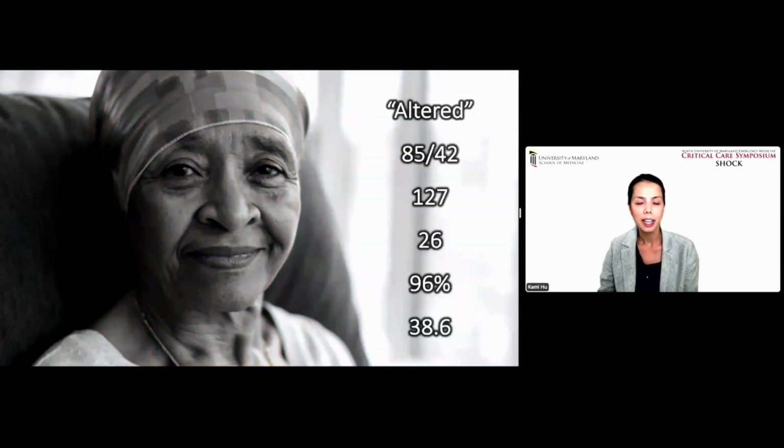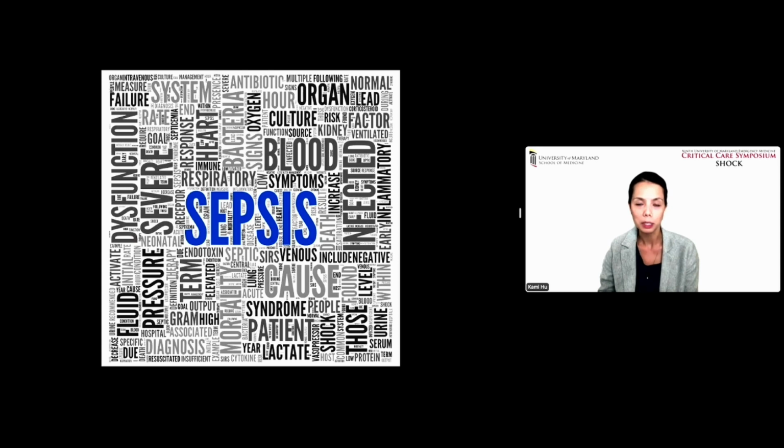So let's start with the case. EMS brings in an altered elderly lady from her nursing home. She's hypotensive, tachycardic, tachypneic, and febrile. Well, this is the talk about septic shock, so there's no secrets here. This patient is in septic shock. And that brings with it a whole bunch of considerations: best things for the patient, current controversies, CMS measures, and all of those other things. There's a lot for us to go through as we talk about evaluating and then managing these patients.